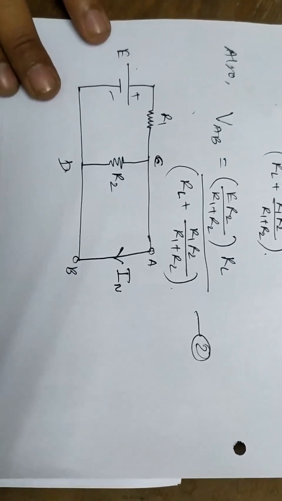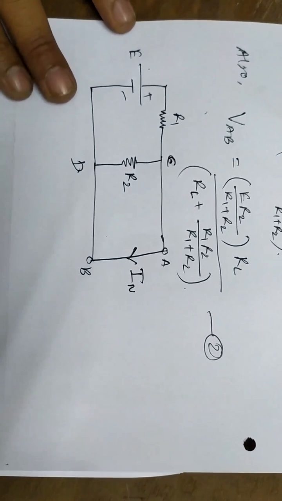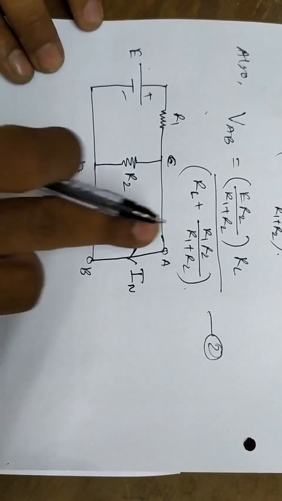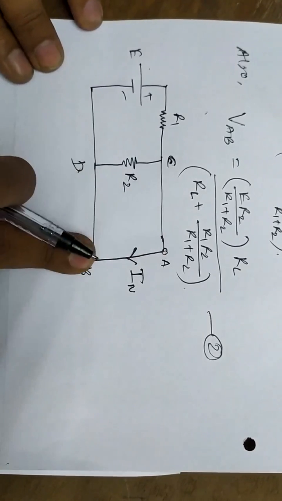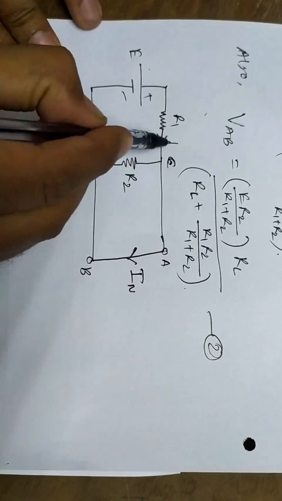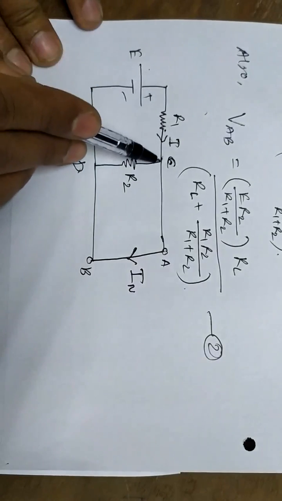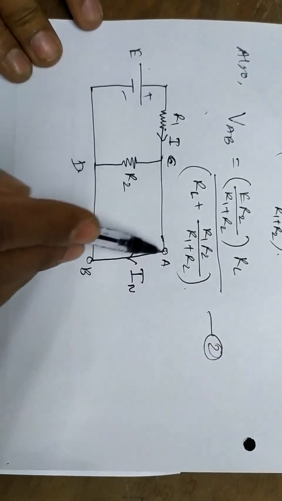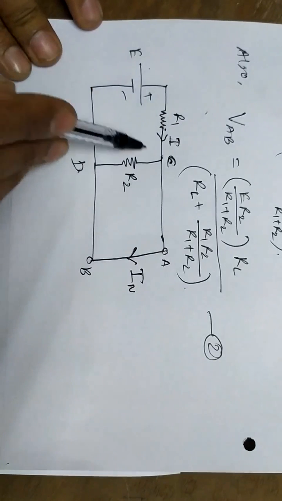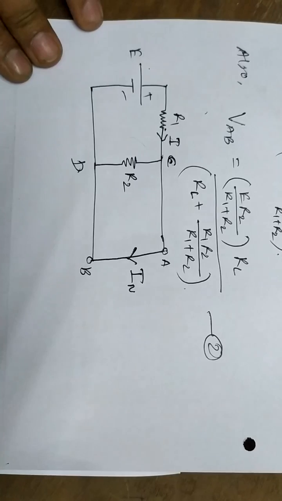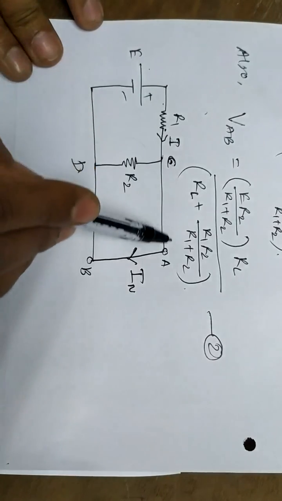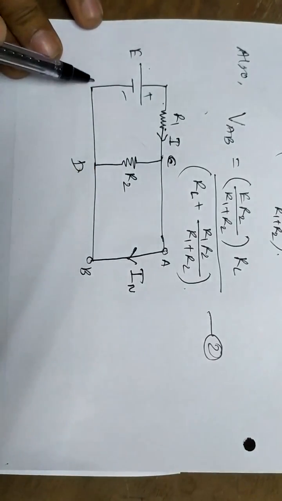Now we know that when the short is connected, it means that there is no resistance. Therefore, all the current which is flowing through R1 will not flow through R2 but will flow through this short. It means that this R2 will be shorted here. All the current I will flow through this terminal A and B.